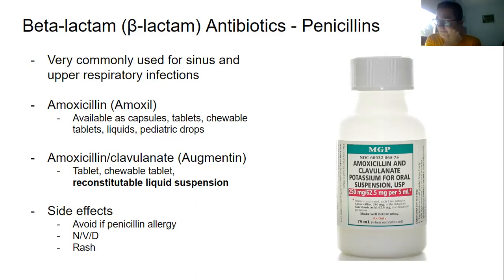But it's super common for kids, sometimes for adults too. And again, Augmentin is also in that reconstitutable liquid suspension, tablet or chewable tablet. A lot of times the suspension is easier, especially for kids, because those Augmentin tablets are like horse pills. They're pretty large and can be difficult to swallow even for adults. Side effects, of course, you're going to avoid these if there's a penicillin allergy. No ambiguity there. You do want to avoid them. But as always, nausea, vomiting, and diarrhea, and then rash is also a possibility.